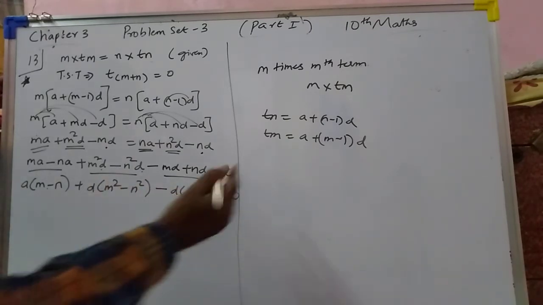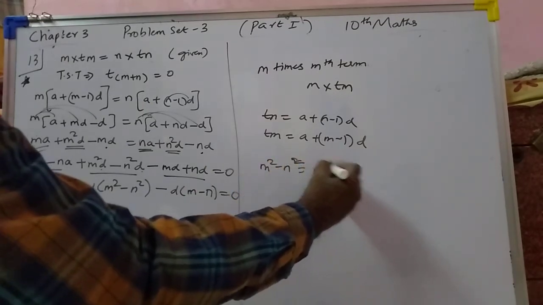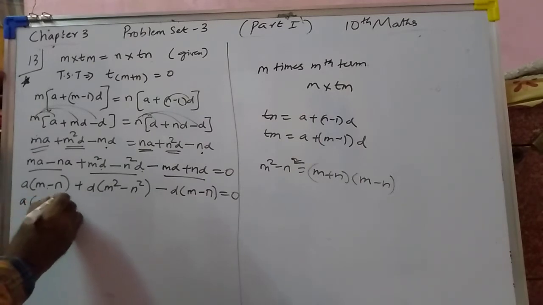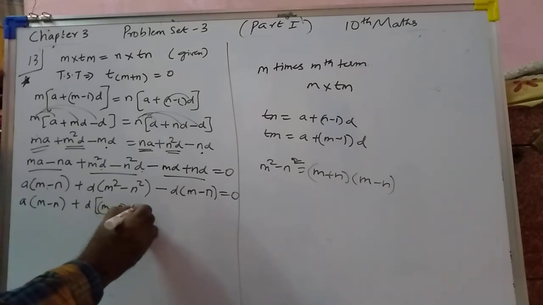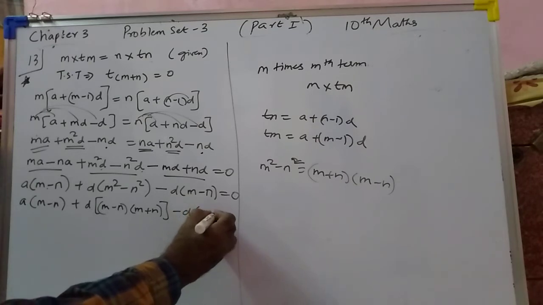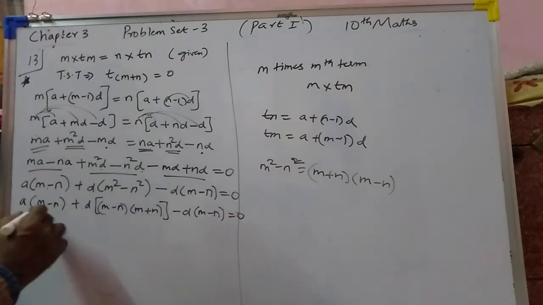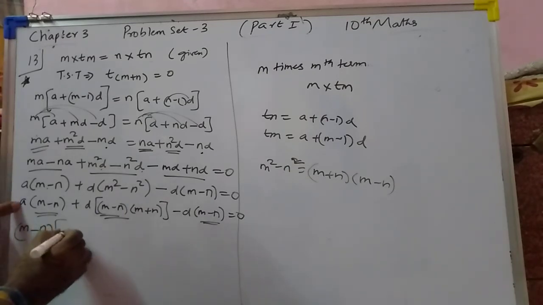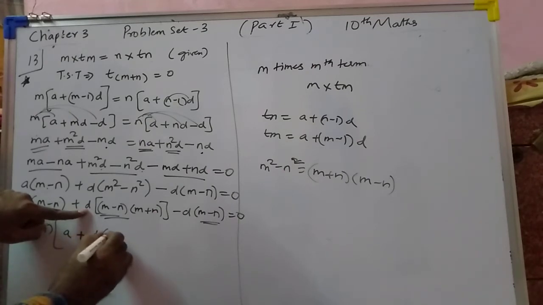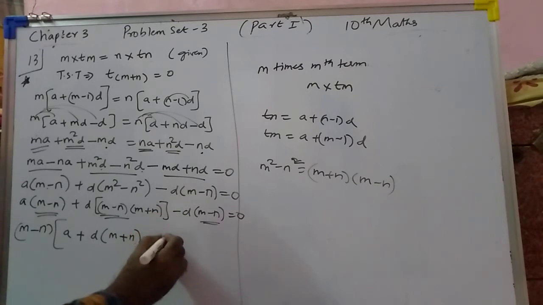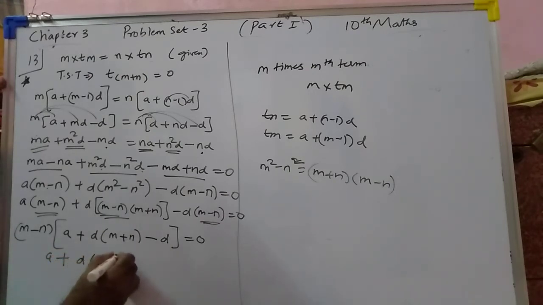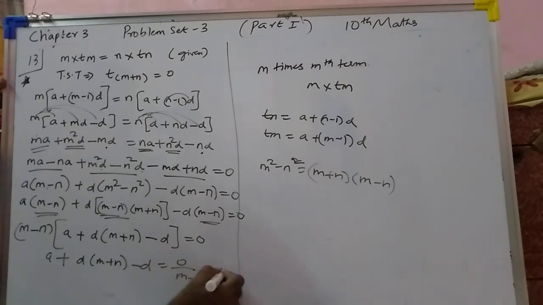But we know this formula, m² − n² is equal to (m + n)(m − n). That we will write here: a(m − n) + d(m − n)(m + n) − d(m − n) is equal to 0. So here (m − n) is there in every term, means we can take it common. Take it out, it will become (m − n), and the remaining is [a + d(m + n) − d] is equal to 0. It will come here, so that will become a + d(m + n − 1) is equal to 0/(m − n), that will become 0.